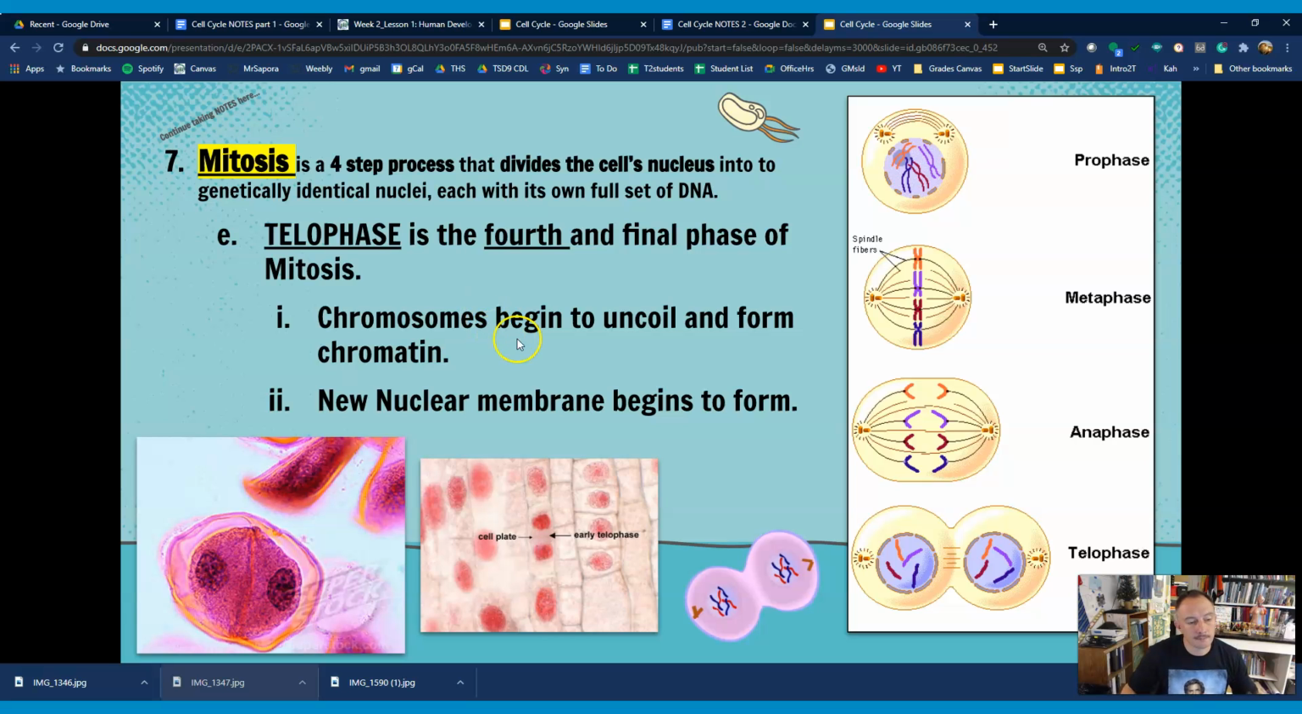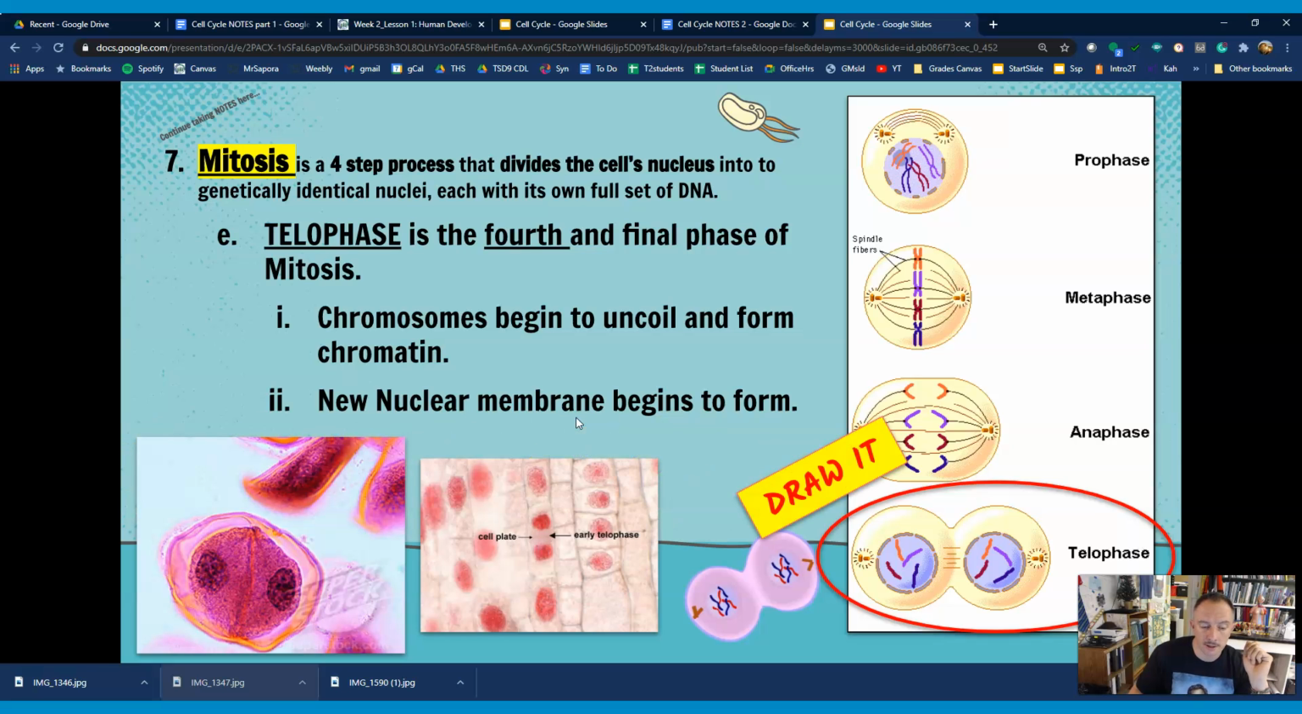And you want to draw that telophase right here. Draw something that looks like this and label it. Label it what? Telophase. And now, kids, we have PMAT.